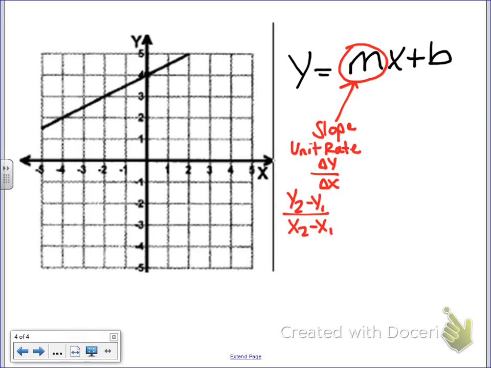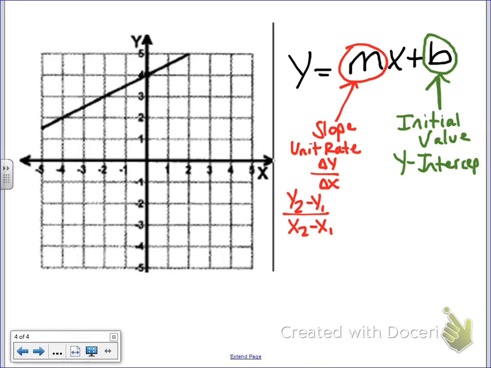So we know a lot about the slope. I just introduced you to this new constant b, or my initial value, meaning this is my starting place, and then we use the slope from there. Another name that we use for this is the y-intercept. So where does my graph cross the y-axis?